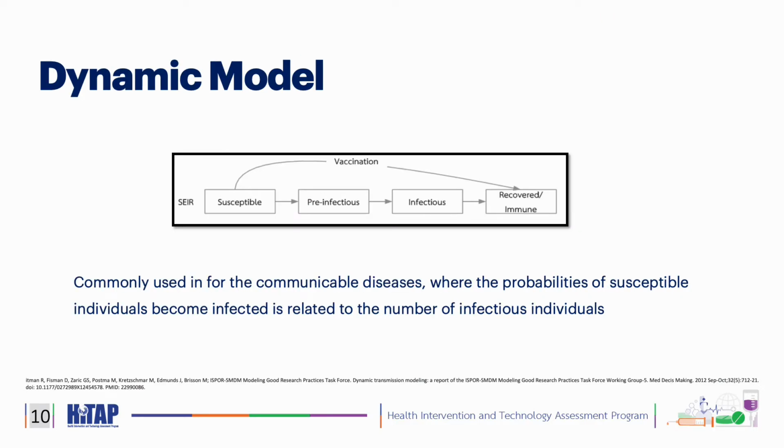For the dynamic model, which is commonly used for communicable disease, the model also addresses the interaction between individuals of each health state. For example, in this model, which includes susceptible, pre-infectious, infectious, and recovered or immune states, patients in the infectious state would influence patients in the susceptible state to get infected as well. So the dynamic model will be able to address these consequences.